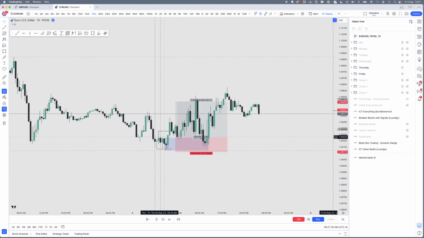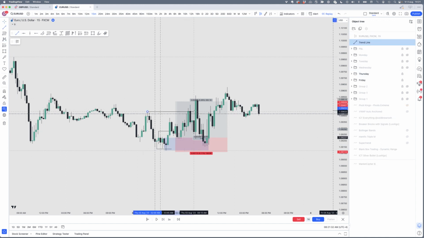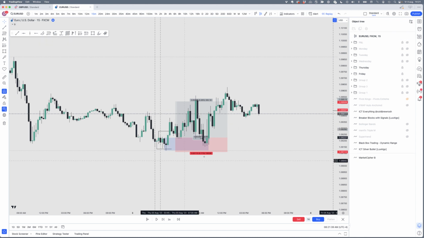So we have a nice order block here. Also because we broke structure to the upside on the 15-minute here. That makes this, they also call it a demand zone, really valid. So this would have been an awesome trade of 2.5.